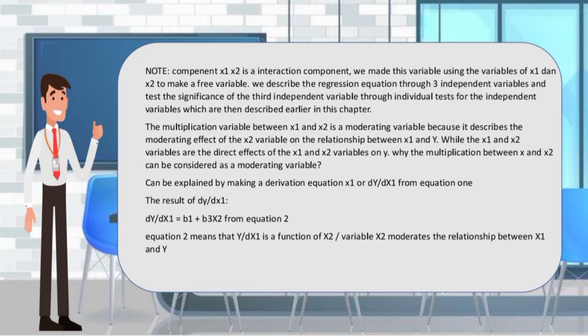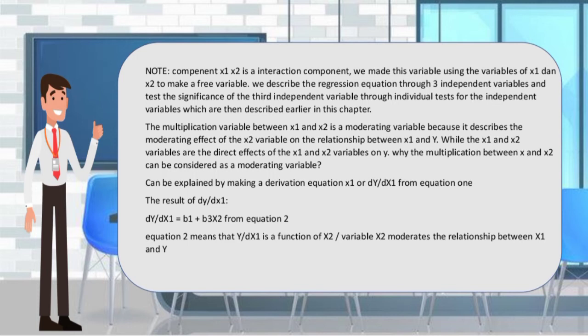The multiplication variable between x1 and x2 is a moderating variable because it describes the moderating effect of the x2 variable on the relationship between x1 and y, while the x1 and x2 variables are the direct effects of the x1 and x2 variables on y.